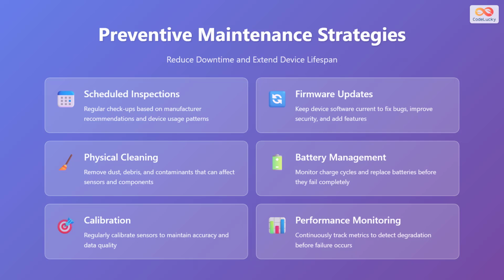Battery management includes monitoring charge cycles and replacing batteries before they fail completely. Calibration of sensors maintains accuracy and data quality over time. Performance monitoring continuously tracks metrics to detect degradation before failure occurs. Implementing these preventive strategies is far more cost-effective than dealing with unexpected device failures and the associated downtime.